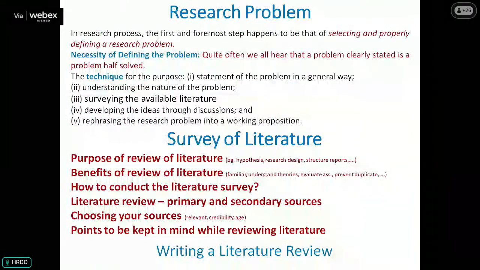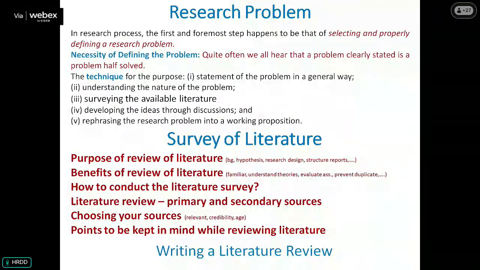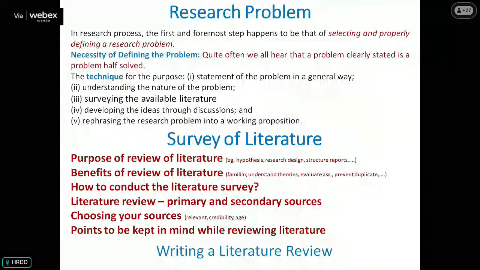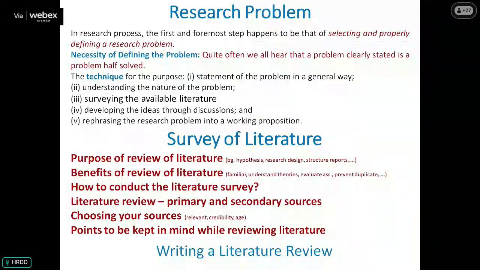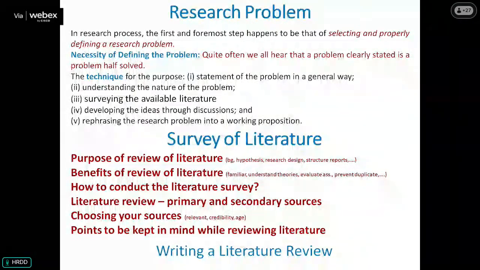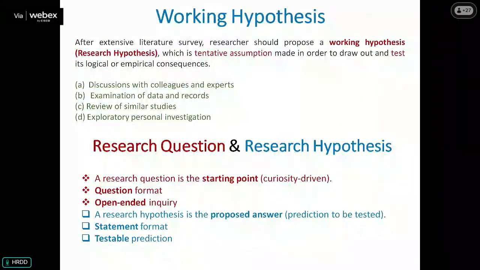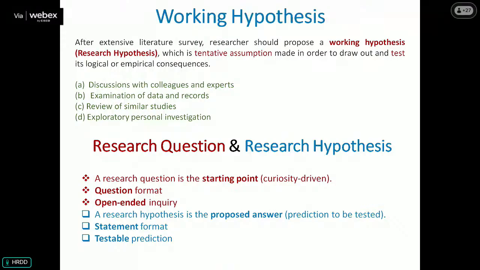That is the thing. And research problem, we define research problem, and the techniques. We have discussed a lot about this. Every day we have revised. Then we revised what is survey of literature. So for the problem, there are 5 techniques by which you can define the problem, and how we will do the survey, what are the benefits and purpose of literature survey, that we discussed. We discussed how we will write a literature review. And then we defined the research hypothesis.